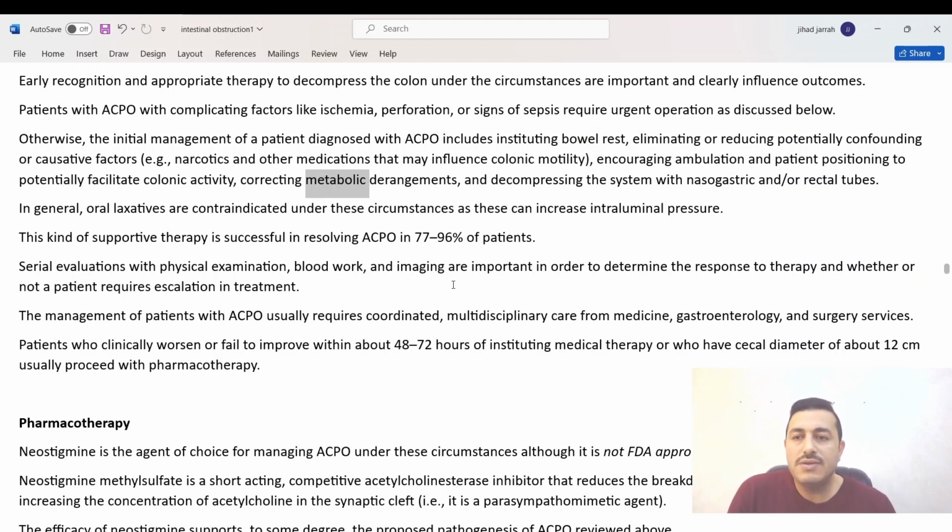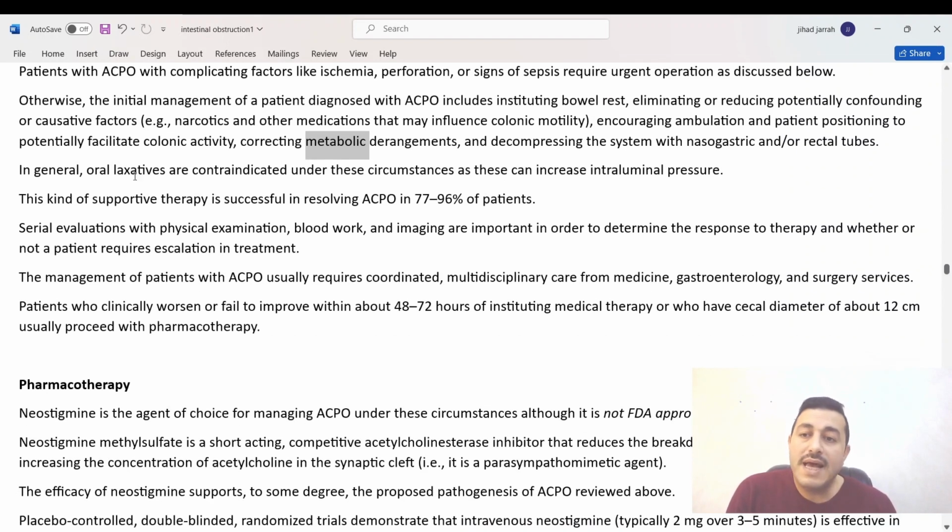We have to remember that these patients are elderly and immobile. In general, laxatives and antidiarrheal agents, for example, we have to avoid, because these can increase the intraluminal pressure. These measures are encouraging ambulation and treating the underlying cause if we know it, for example, electrolyte abnormalities. And we may also proceed with an NG tube. These medical modalities can help us in resolving about 75% of the patients.